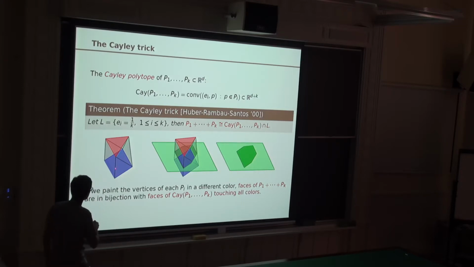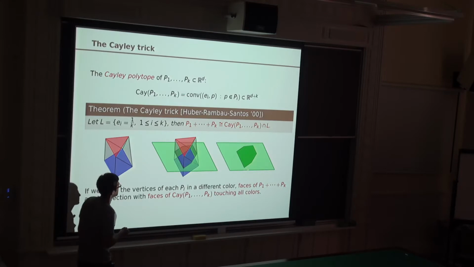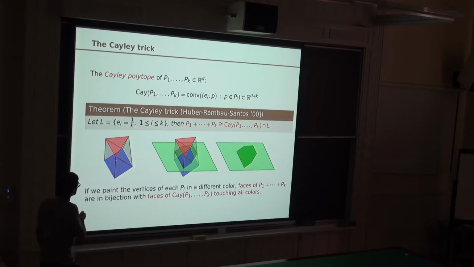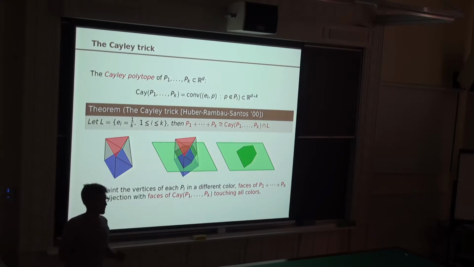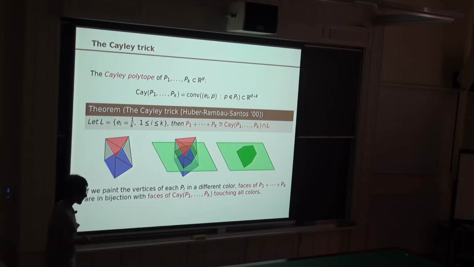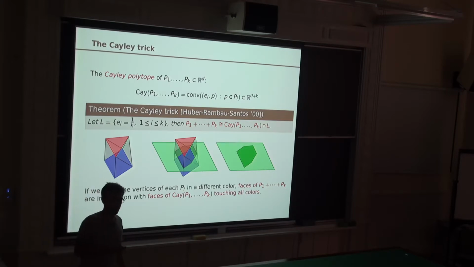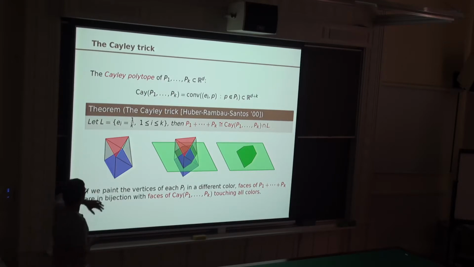Right? Then, for example, this edge here, again, is a face of the Cayley polytope that touches all colors. So this will induce a vertex of the Minkowski sum. Whereas, for example, this edge here is monochromatic, so it's not inducing a face of the Minkowski sum. So now it starts to get colorful. I will work only with the Cayley polytope.